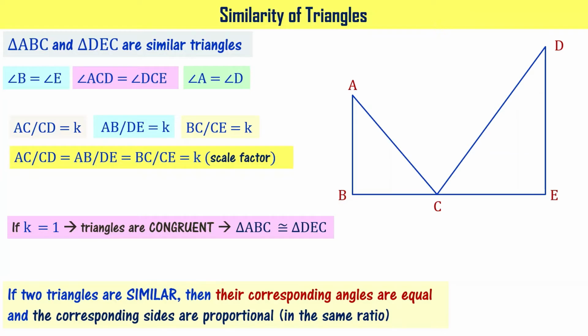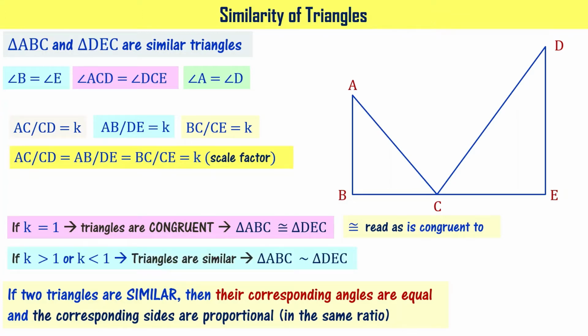It means if K equal to 1, the triangles are going to be identical. And those triangles are called congruent triangles. And mathematically, they are written as shown here. Triangle ABC, the congruency symbol, then you write triangle DEC, right? The symbol shown here is read as "is congruent to." It means triangle ABC is congruent to triangle DEC. That's how you read that mathematical statement, right?